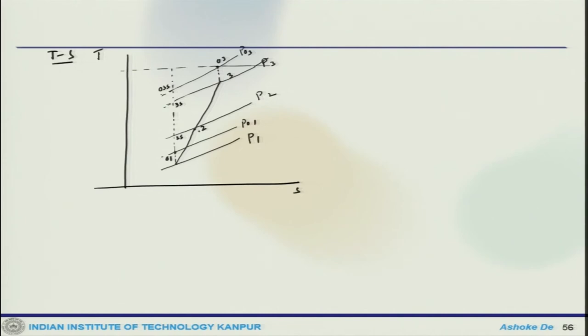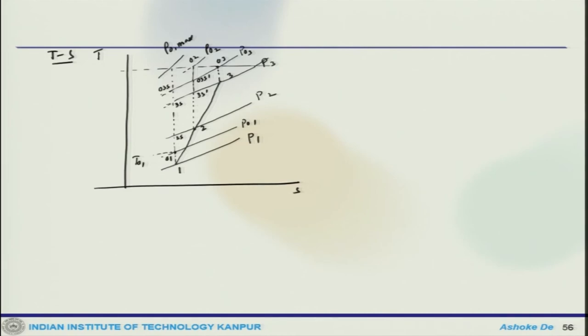Okay. Now, from 2, if we go here, that would be 3S prime, 03S prime. So, this is 02, this is P 02, and this is P naught max. Okay. So, these are all the points and how it looks. And this is where you have T naught 1 and this is 1.